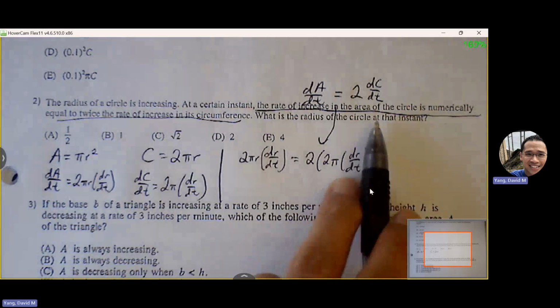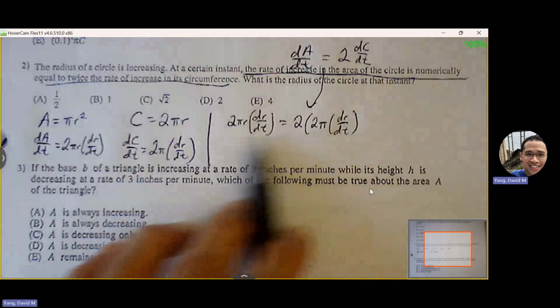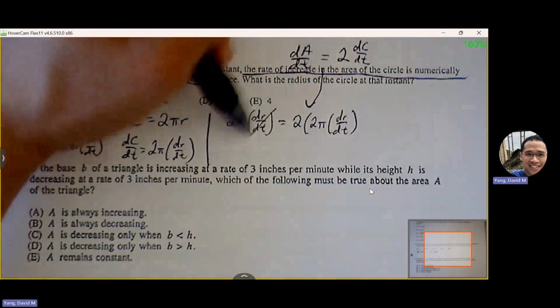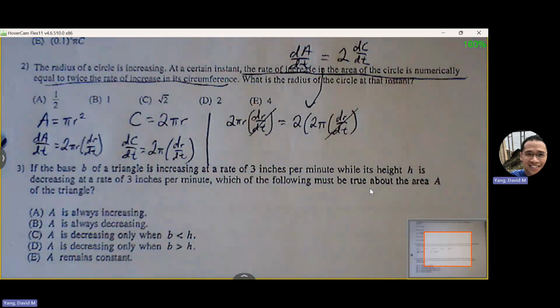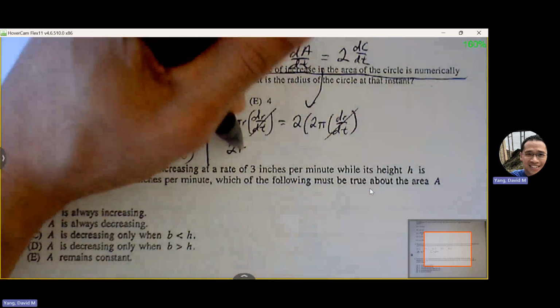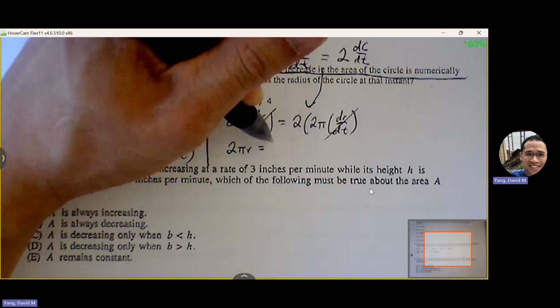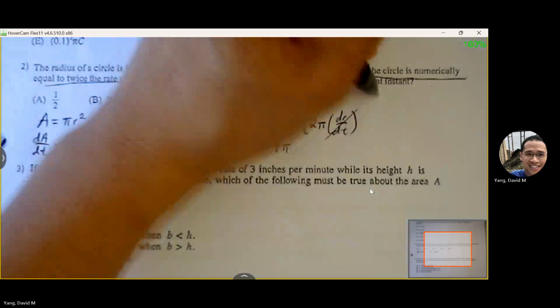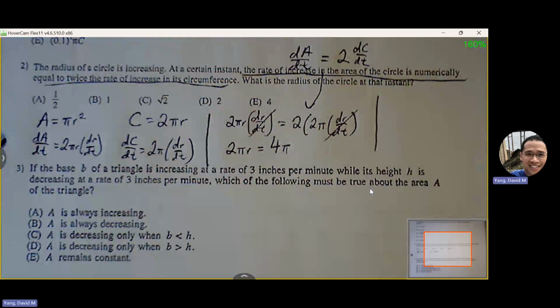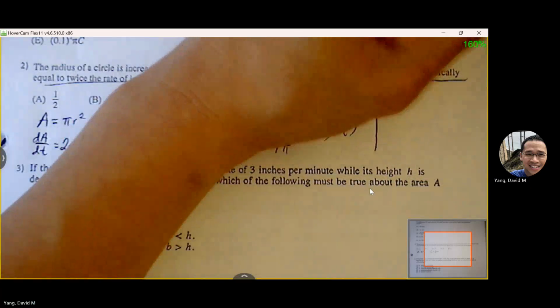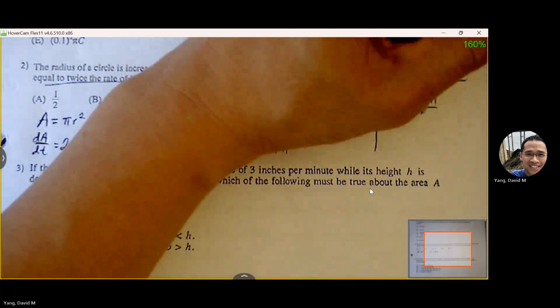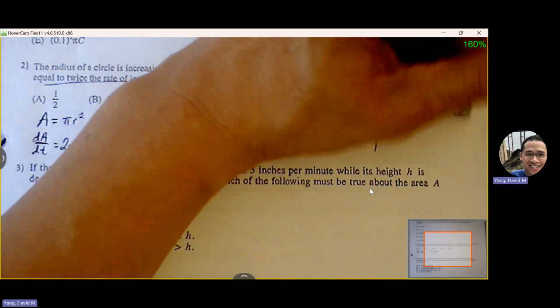So it's asking what's the radius at that instant. So now we're just trying to solve for r. Well, we know dividing by dr/dt will just cancel out. So I'm left with 2 pi r is equal to 4 pi. Now, if I solve for r, I can just divide both sides by 2 pi. That's just equal to 2.